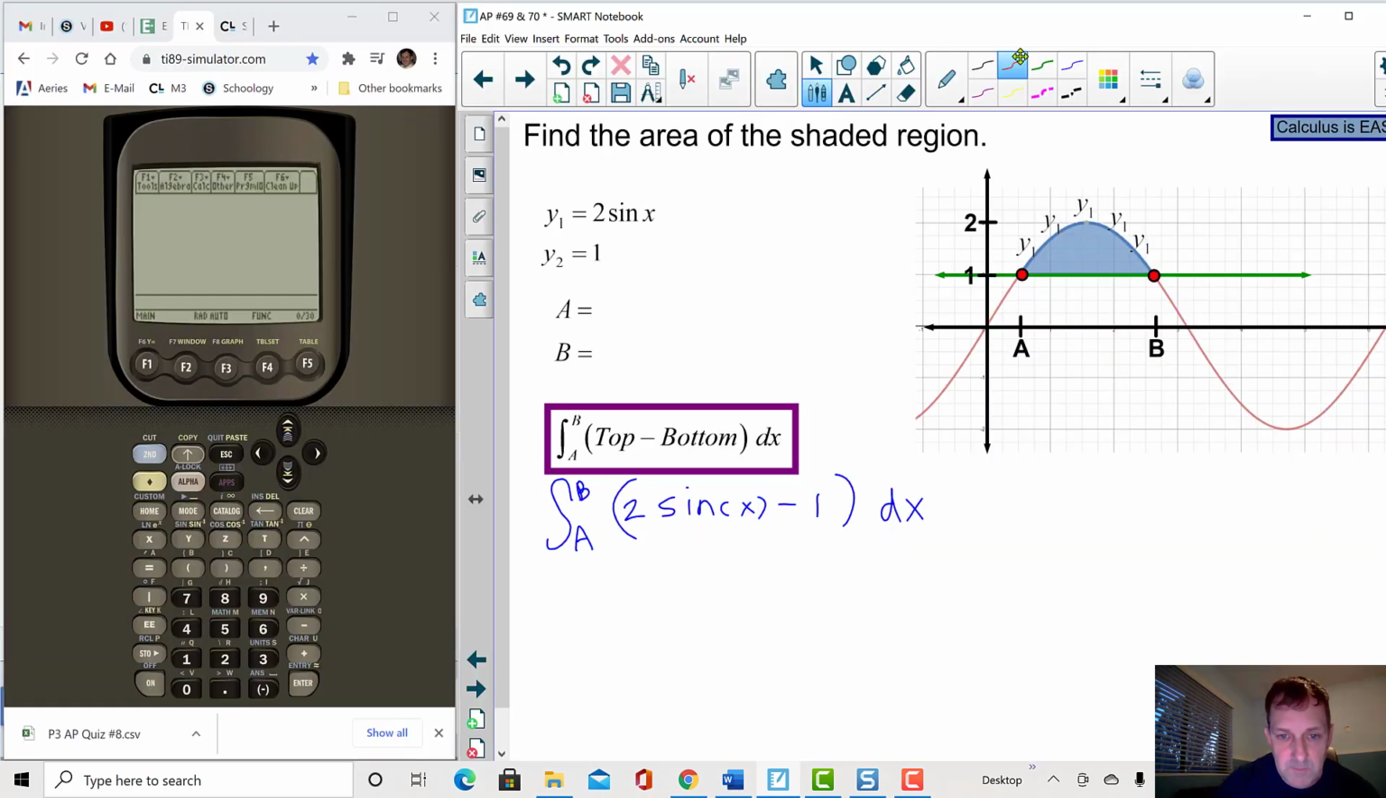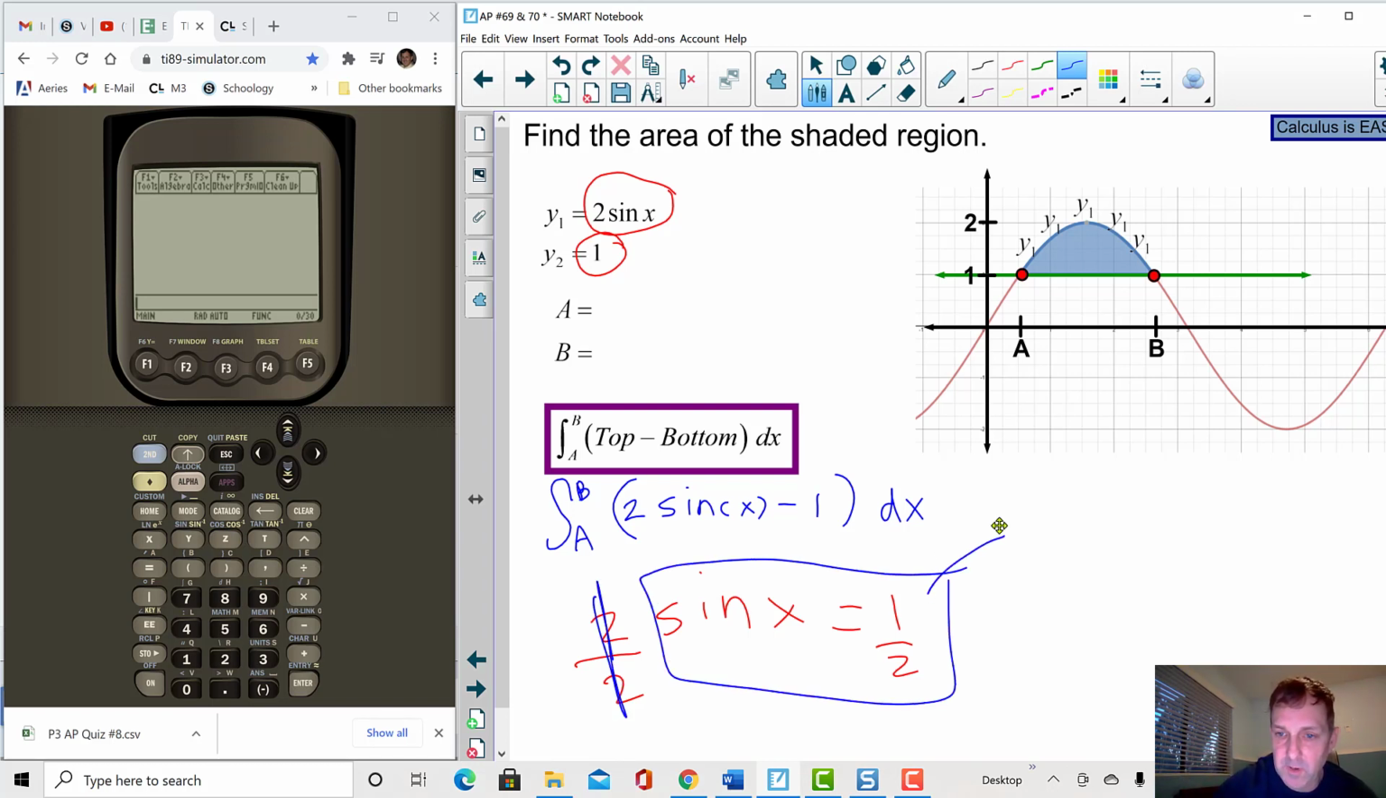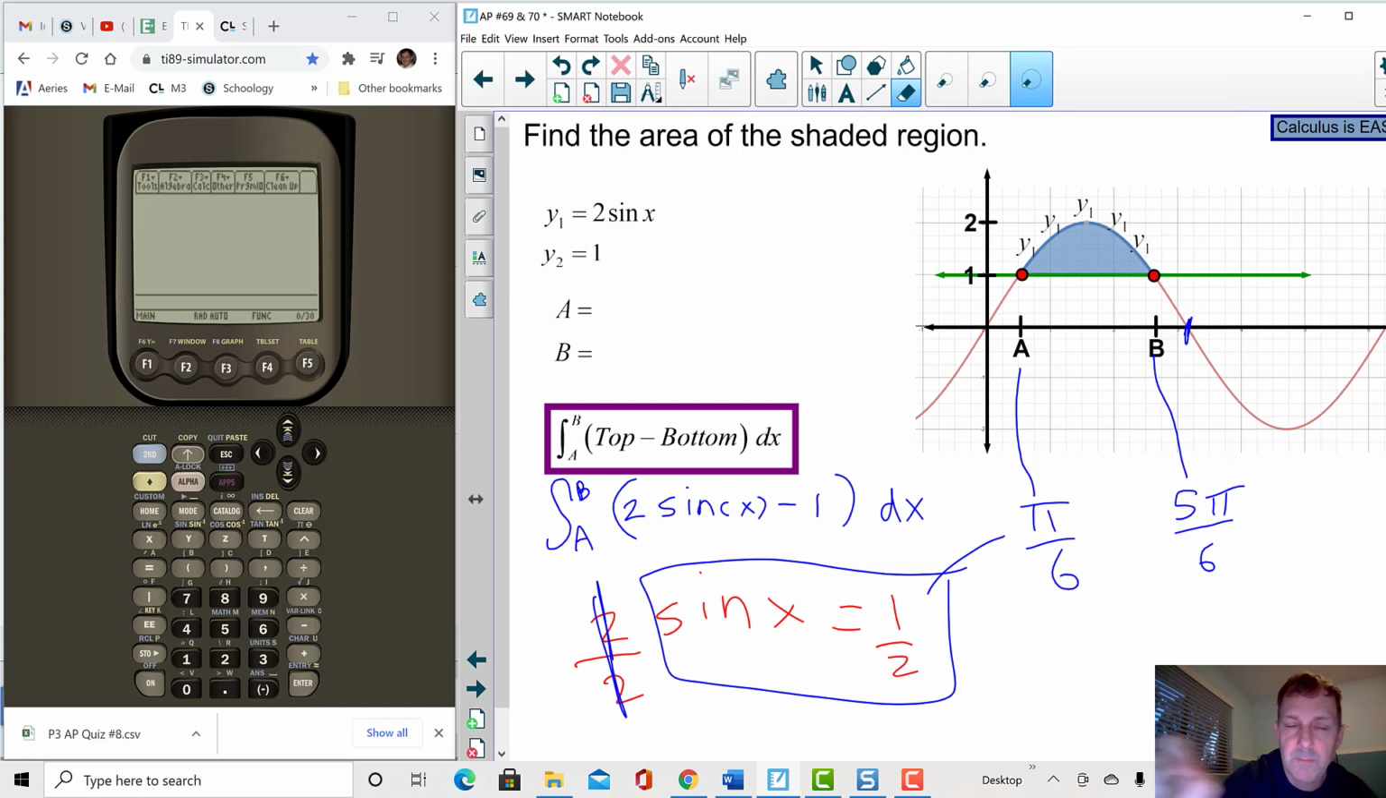So here we go. Now, sometimes you can figure out the bounds without a graphing calculator. For example, if we just set this equal to 1, we can actually figure it out. If we divide both sides by 2, we can cancel these 2's, and then we get sine of x is equal to 1/2. We know where sine is equal to 1/2. That would be at 30 degrees, or pi over 6. So our a is going to be pi over 6. And if we go the same distance from pi, we would get 5 pi over 6. So that would be our b. So sometimes you can solve it without a graphing calculator, but a lot of times you cannot solve it without a graphing calculator. So let's do it with the graphing calculator and see if we get the same answer.